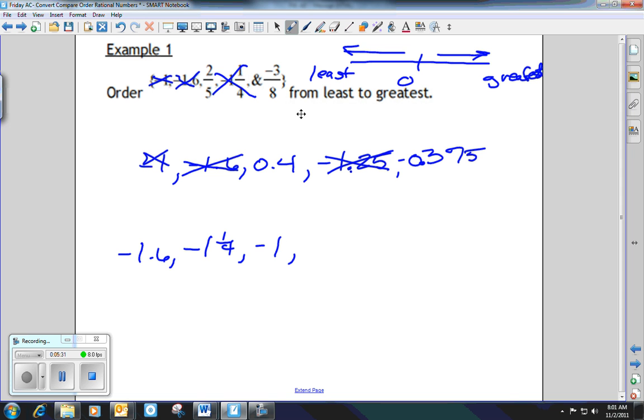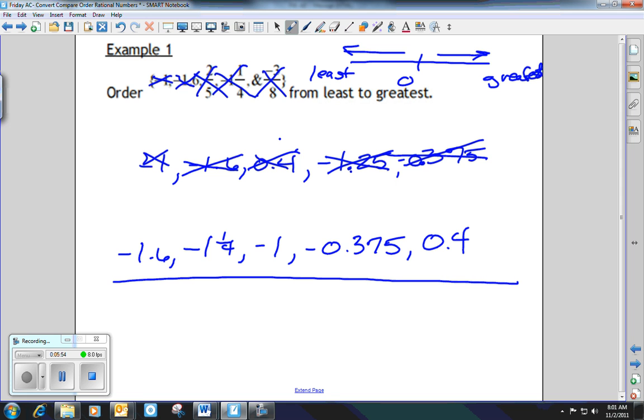And then -3/8. The negative is still smaller than the positive. So -0.375. And finally, the positive number is the greatest one here, and that is 4/10. Okay, now I have ordered my set from least to greatest.